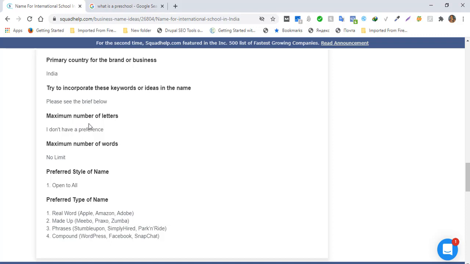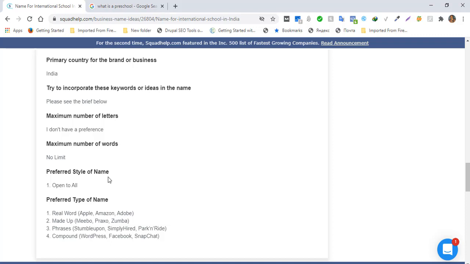So maximum number of letters, I don't have a preference. We are talking about letters like now. Amazon is a single word. The letters are 1, 2, 3, 4, 5, 6. That's 6 letters. So the client doesn't have any preference for the number of letters. But that doesn't mean that you should go and bring a name like Makuli Kudi that is very, very long. Remember, it has to have weight and it has to be serious. So preferred style of name is open. This client is open to any preferred style of name.